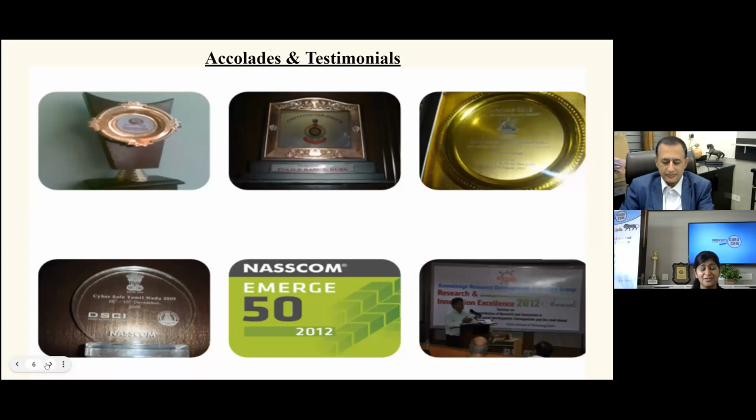Okay, so we have earned several accolades, testimonies, and awards, among other things. We are a NASSCOM Emerge 50 company, and I'm very happy to share that we are the only company in this digital investigation and forensic field who is a NASSCOM Emerge 50 company.